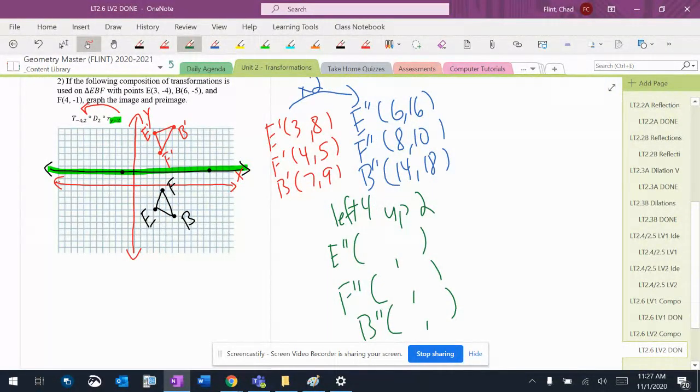If I go left 4 from 6, wouldn't I end up at 2? And if I go left 4 from 8, I think I'd end up at 4. And left 4 from 14, I'd end up at 10. And if I go up 2 higher than 16, it'd be 18, that'd be 12, and that'd be 20. All right, if I did all of those things correctly right there. So that's what we have going on.